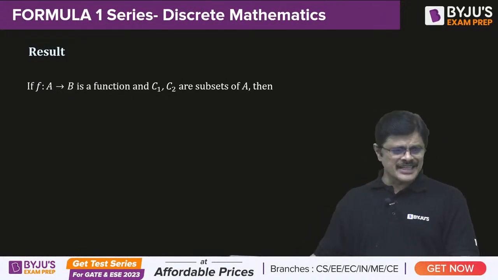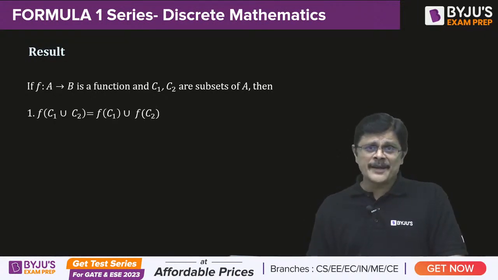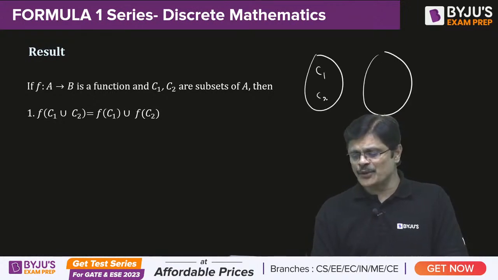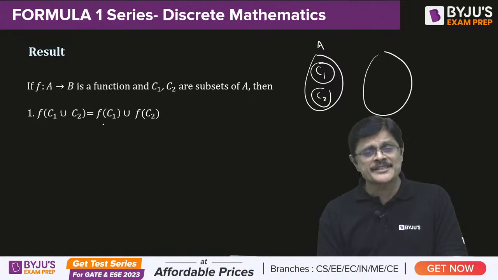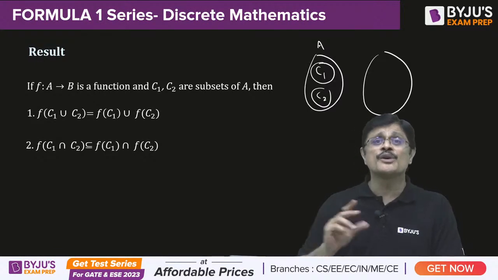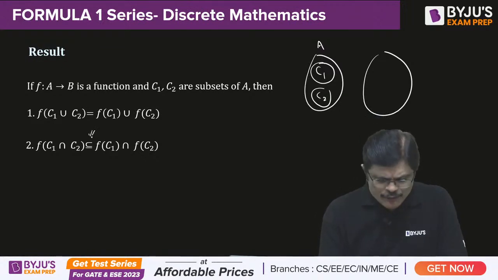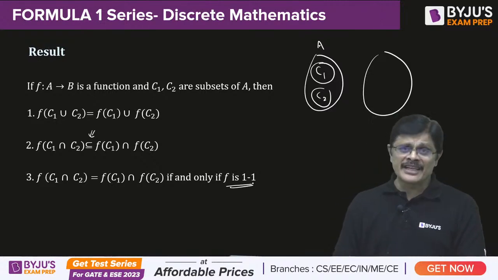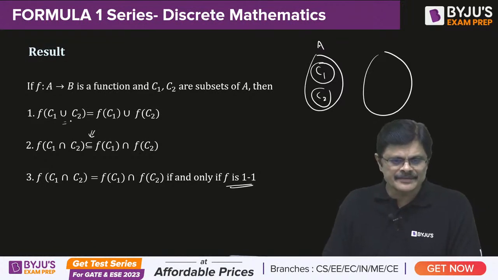Now this is a very interesting result which was asked in GATE also. Suppose C1 and C2 are subsets of A. A is domain, B is codomain. f of C1 union C2 is equal to f of C1 union f of C2. But f of C1 intersection C2 is not equivalent to f of C1 intersection f of C2. It is only a subset, my dear friends. But here also, if you want equality, the function must be 1-1. When the function is 1-1, even this result holds for intersection. Otherwise, it is only for union, my dear friends.